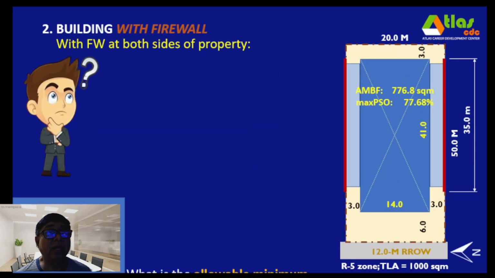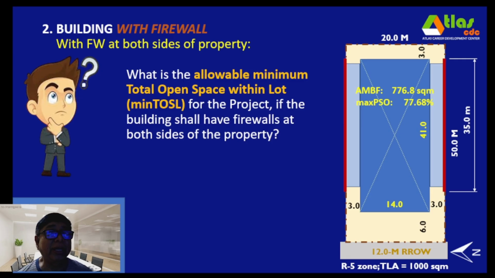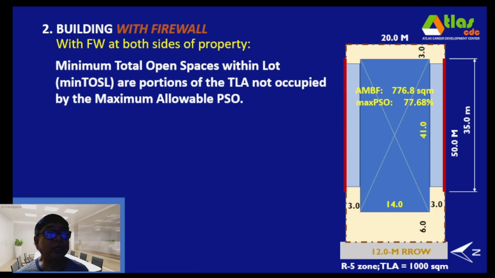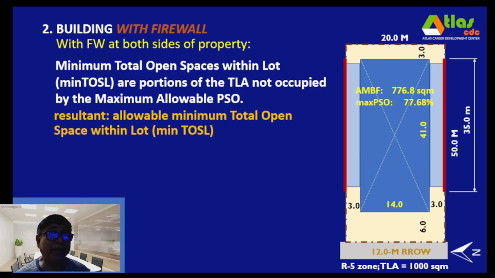So we take a look at the other requirements. If we have firewall at both sides of the property, what is the allowable minimum total open space within lot, or minimum TOSL, for the project if the building shall have firewalls at both sides of the property? So again, we are to check based on the statement that the minimum TOSL are portions of the lot or the TLA that are occupied by the maximum allowable PSO. So it will be again our resultant minimum total open space within lot.